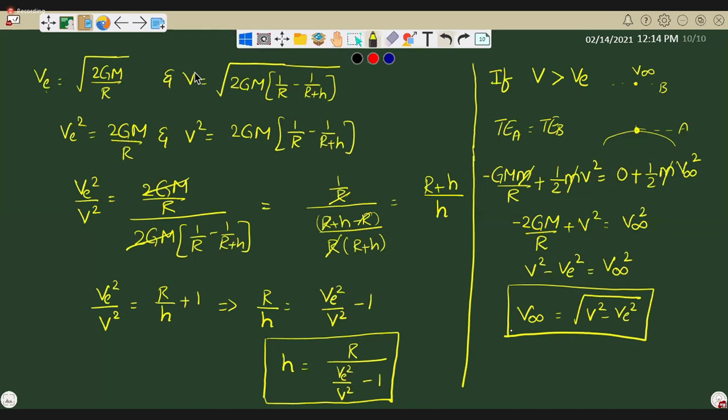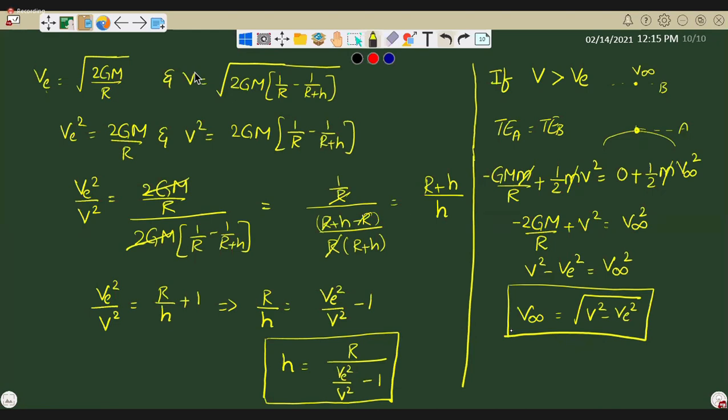Then we have seen the basic definition of escape velocity, and we have derived an equation for escape velocity, which is under root 2GM divided by R, right? And then we have seen, if the body being projected into space has a velocity less than escape velocity, what happens? If it is greater than escape velocity, what happens? Clear?